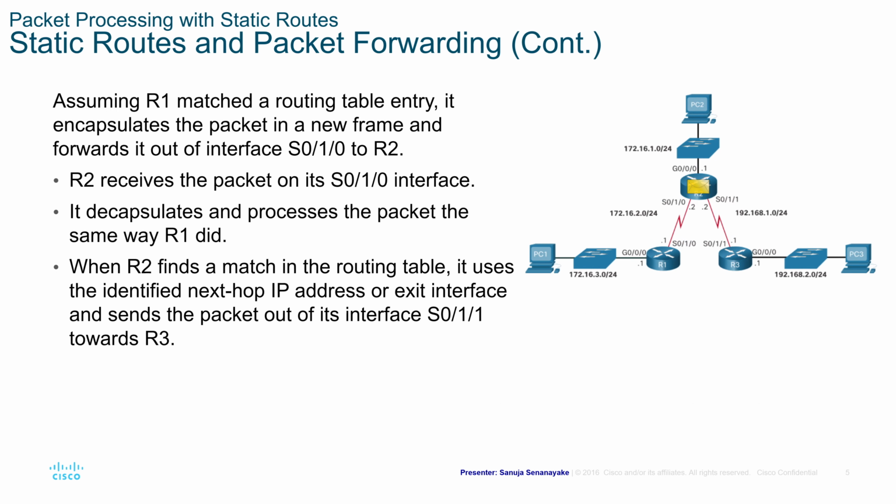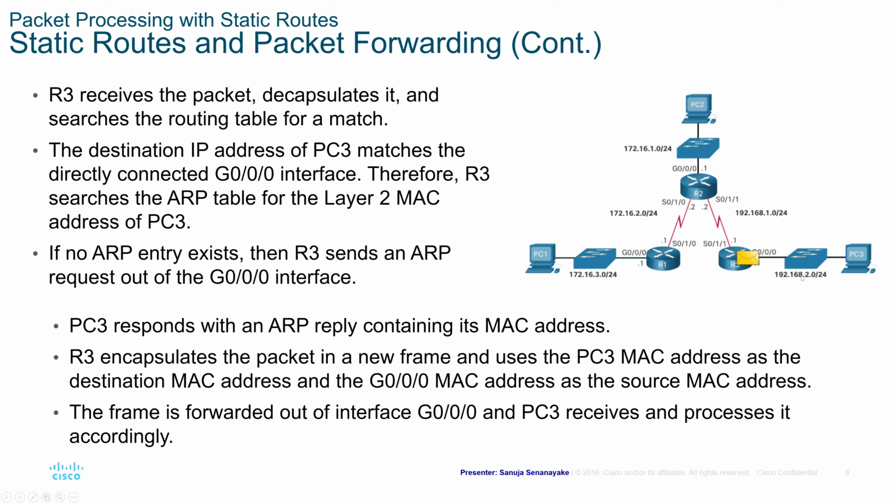The same thing happened in R2. It's the same process, but now it's going to be forwarded towards R3. In the previous one, we assumed there was a match to R2; here there is going to be a match to R3, so it will be forwarded to R3. Then, this time, R3 searches the ARP table for the layer 2 MAC address of PC3 because it is directly connected, and forwards the packet to PC3. That's the simplest summary of what happened here.